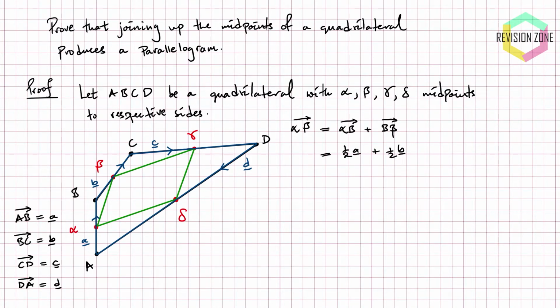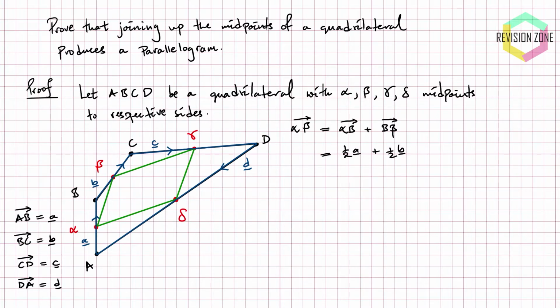So alpha to beta, so from here to here, that's the same thing as going from alpha to B and then from B to beta, right? But we know that that red point is the midpoint of AB. So in other words, if this entire vector is A, then from alpha to B is going to be a half A. Okay, so we have a half A. And then likewise from B to beta is going to be a half of B. So we have a half of B. So we've managed to write alpha beta as a half A plus a half B.